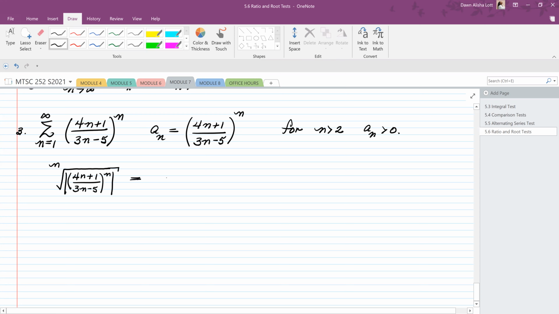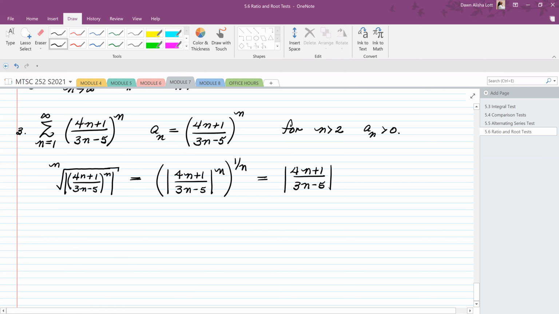So that looks like (4n plus 1 over 3n minus 5) to the nth power, and then it gets raised to the 1 over n, because that's the nth root. But that just becomes the absolute value of 4n plus 1 divided by 3n minus 5.